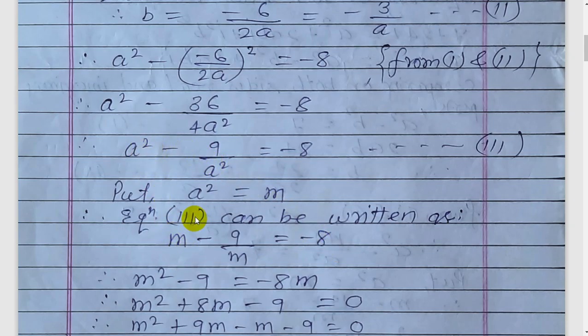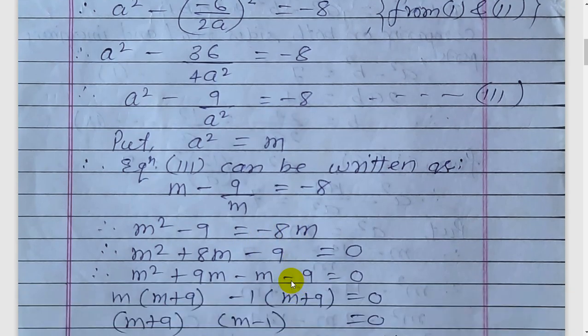So this will be m minus 9 upon m equal to minus 8. Now we should multiply by m on both sides. So we get m square minus 9 equal to minus 8m, and rearranging all the terms on the left hand side, we get m square plus 8m minus 9 equal to 0.